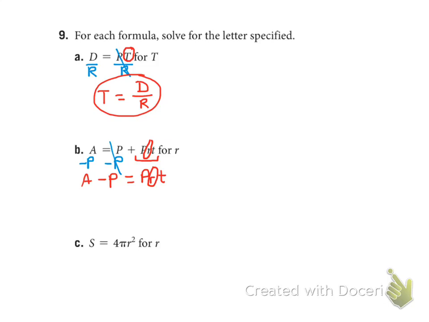How do we get rid of the big P and the little t? I divided by P, and then I divided by T. You can actually divide at the same time, so you can divide by PT. Then the P's cancel, and so do the T's on the right side. We're left with the little r, which is exactly what we want. So we have A minus P over PT. Any questions on letter B?